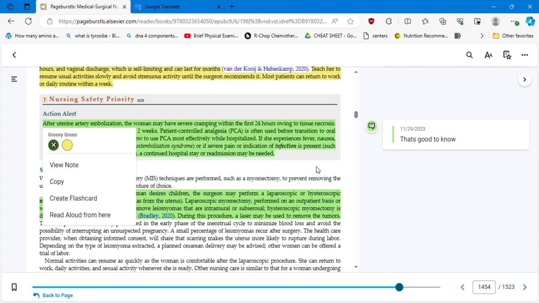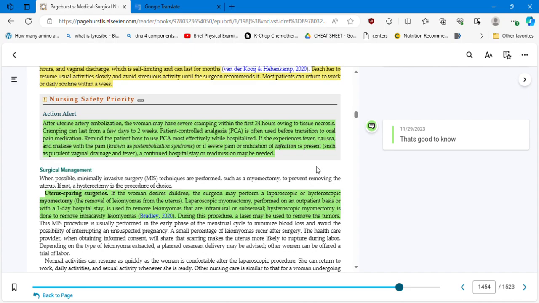Cramping can last from a few days to 2 weeks. Patient-controlled analgesia (PCA) is often used before transition to oral pain medication. And PCA is used in the healthcare setting, right? An oral pain medication is going to be used at home. Remind the patient how to use PCA most effectively while hospitalized. They will give you a remote control button, something like that, that you can press when the pain is severe, and the pump is going to deliver a certain amount of analgesia.